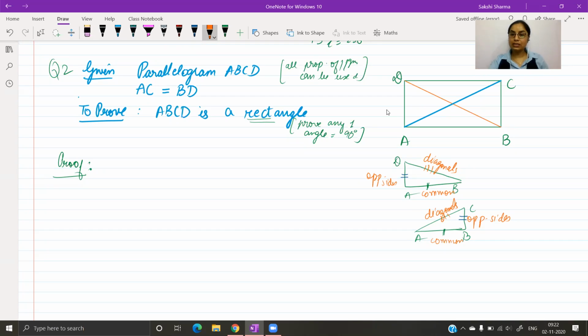I hope everyone can see the properties that I'll be writing down while proving the congruence.